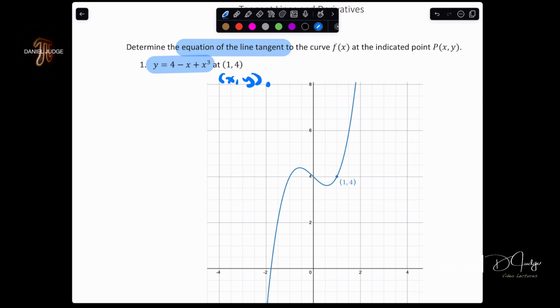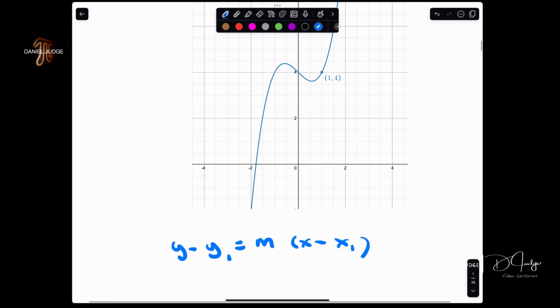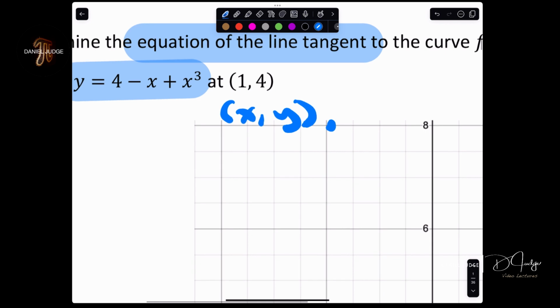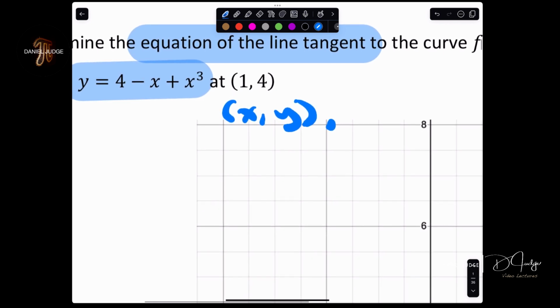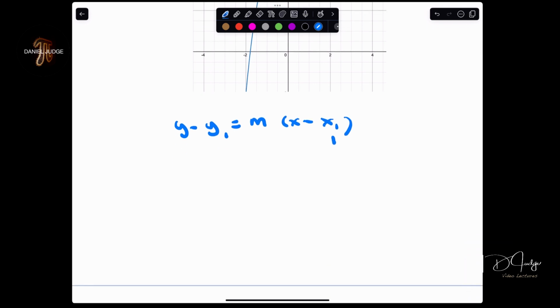this particular point. And the equation from algebra, first of all, of any linear equation, which is a line, we use point slope form. And in this question, they gave us the point, 1, 4. So x1 is 1, y1 is 4. So you really have y minus 4 equals m times x minus 1. So this is the equation of the tangent line.